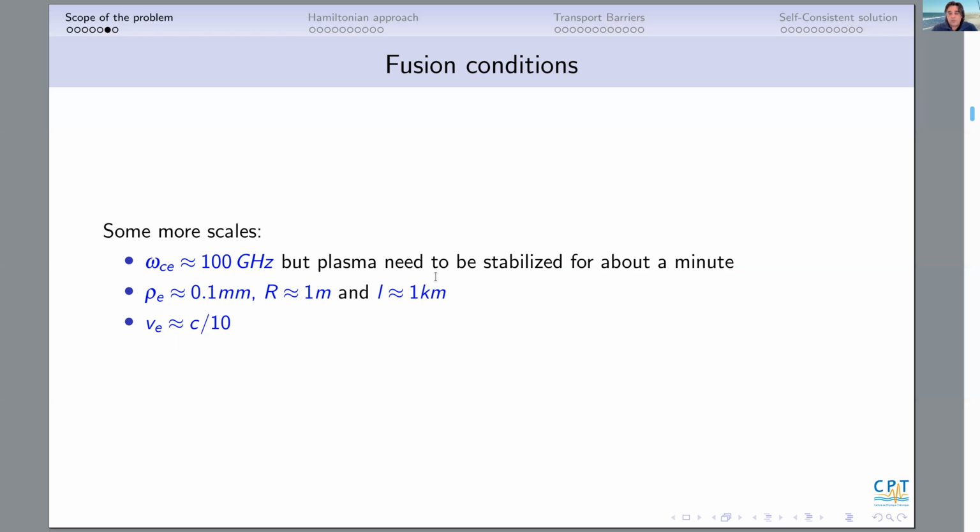We are happy because the typical speed is about c over 10, so we are non-relativistic in that sense. But still, close to the boundaries of the plasma, where there's matter, the plasma has to be much colder. So the range of scales in speeds also has to be very, very wide.